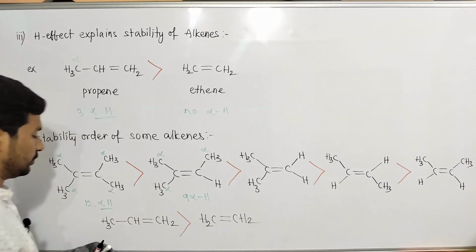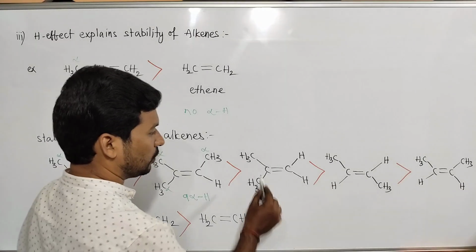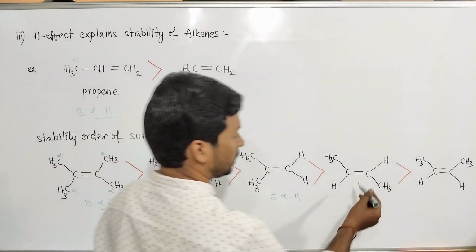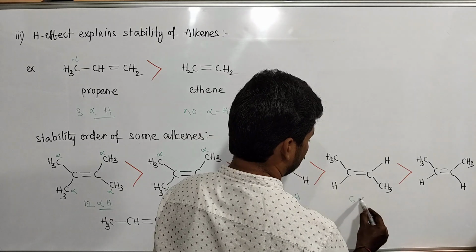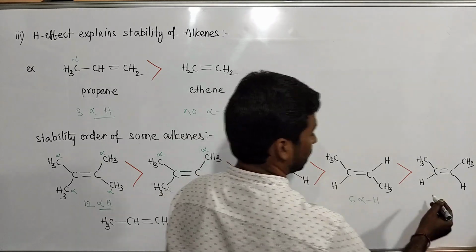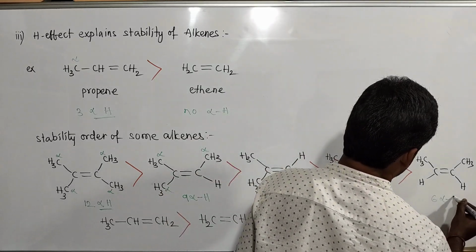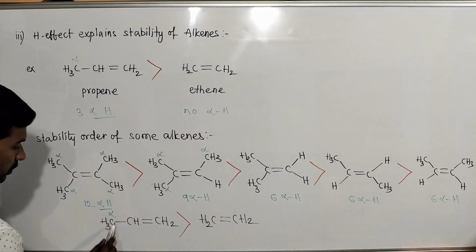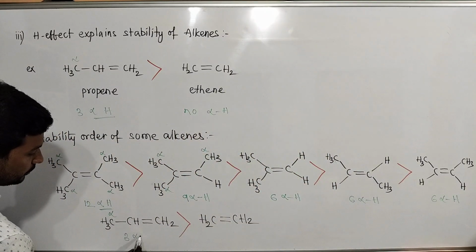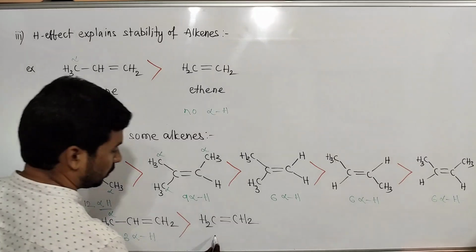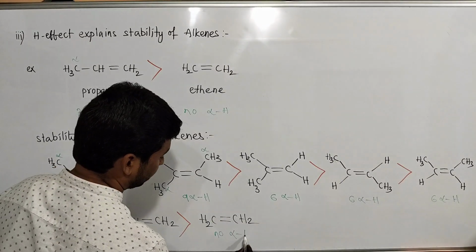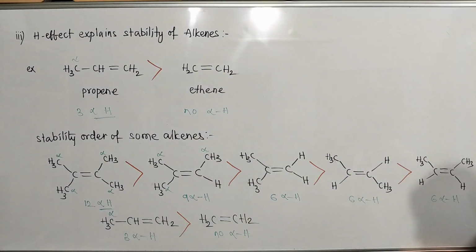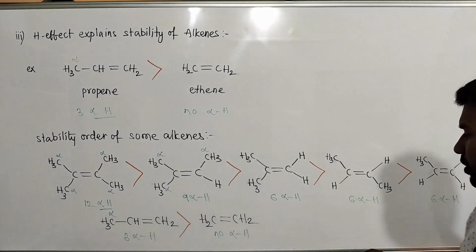Here only 6 alpha hydrogens. Right, here 6 alpha hydrogens. Here this is the only alpha, so 3 alpha hydrogens. Here no alpha hydrogen. As the number of alpha hydrogens decreases, stability decreases.